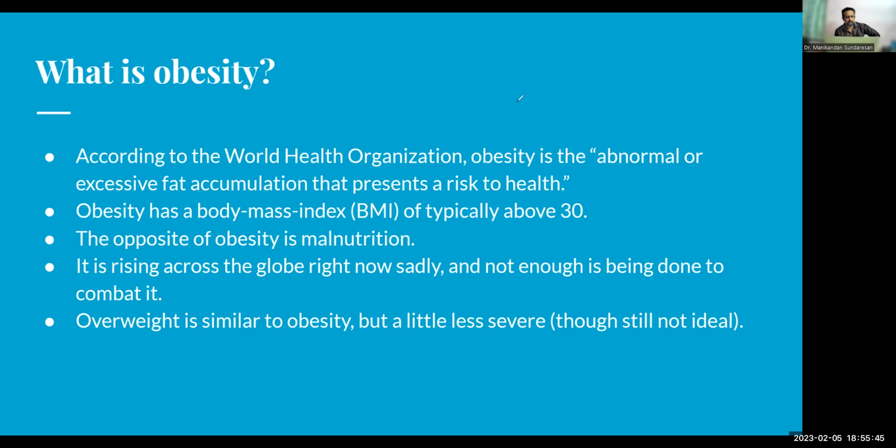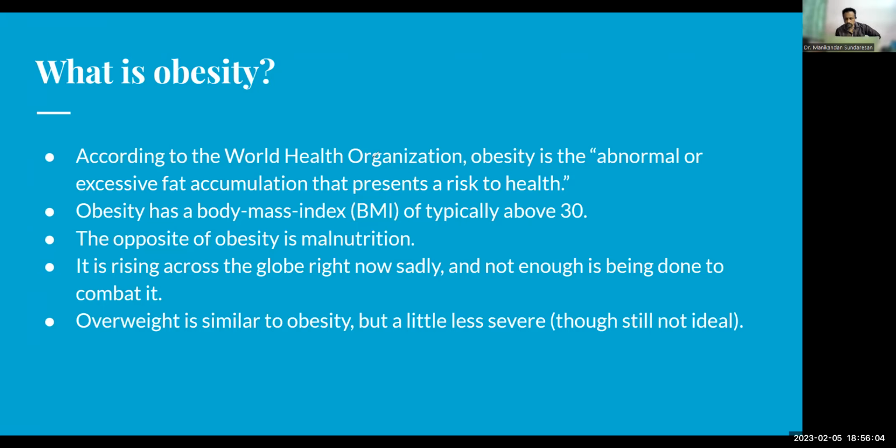Like you may hear in poorer countries like in Africa or even in Afghanistan, many people are malnourished, meaning they're not getting enough food. So that's the basic. You know what it is. And then it's rising across the globe, which is the main thing.